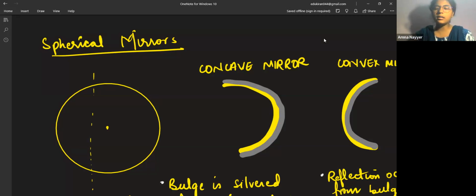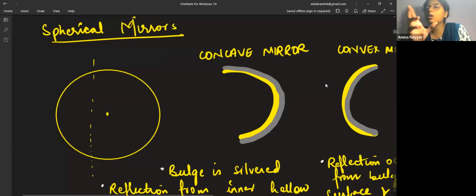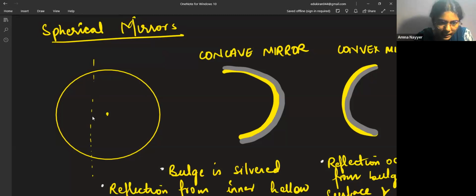Now, what are the specialities about these mirrors? Firstly, you have to understand that the mirror that we are actually considering is a part of a hollow sphere. Suppose this is a hollow sphere. If I cut it like this, along these dotted lines, and then I take this curved portion, that will be a mirror. Understood? When we are talking about mirrors over here, this means spherical mirrors. A plane mirror is different. That is not a part of these spheres, right? We are focusing right now only on spherical mirrors.